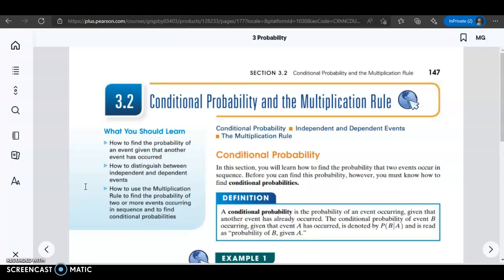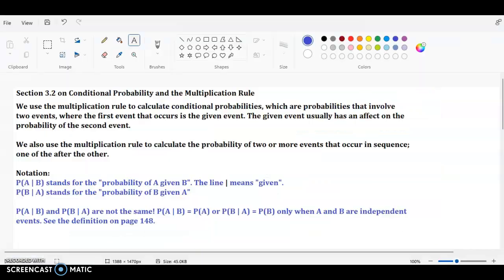Section 3.2 on conditional probability and the multiplication rule, and we will also look at some problems from the homework. We use the multiplication rule to calculate conditional probabilities, which are probabilities that involve two events, where the first event that occurs is the given event, and the given event usually has an effect on the probability of the second event.